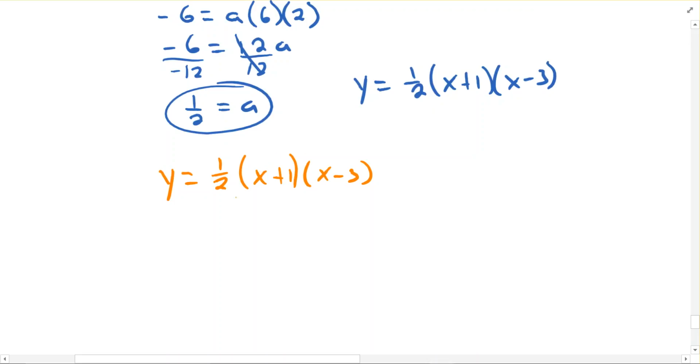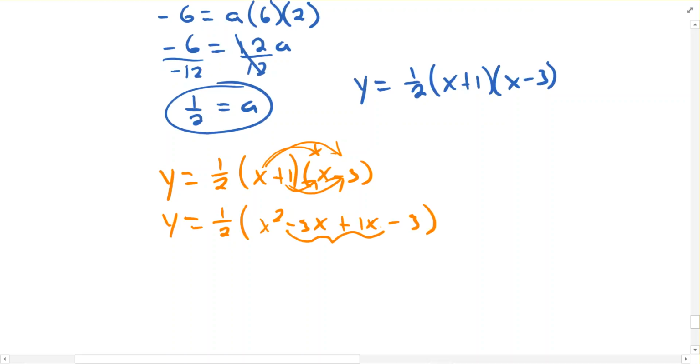So I'm just going to go y is equal to, I'll keep 1/2 out here. Now I'm going to go x times x, that times that, that times that, that times that. And we end up with x squared minus 3x plus 1x minus 3. I'm going to simplify this first before I move on though. So y is equal to 1/2 times x squared minus, now this would be minus 2x, and then minus 3.